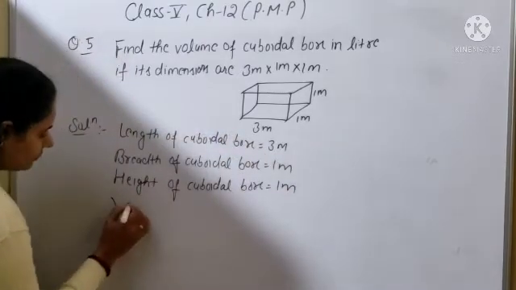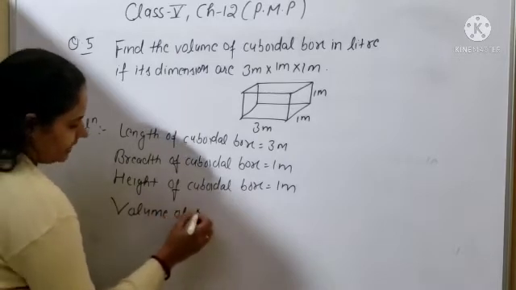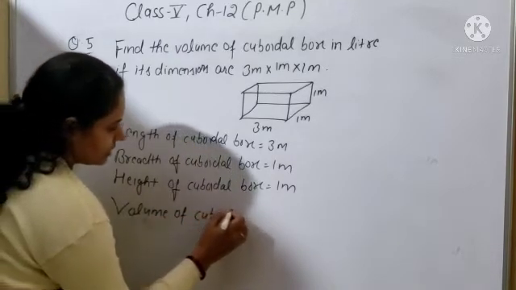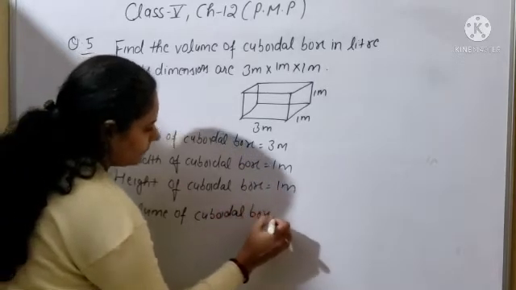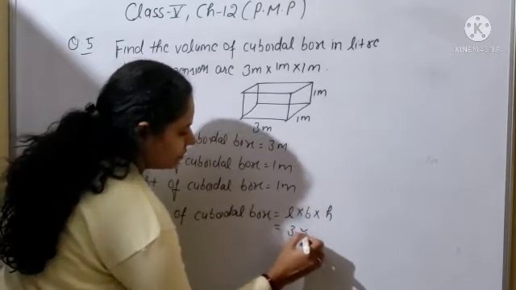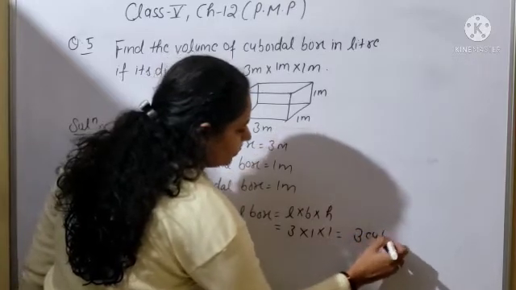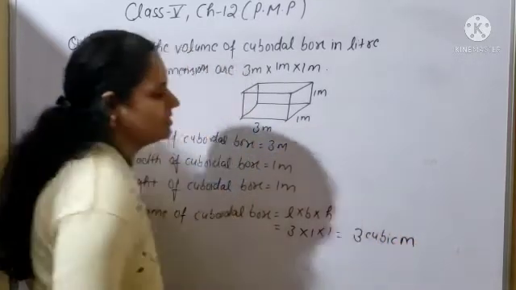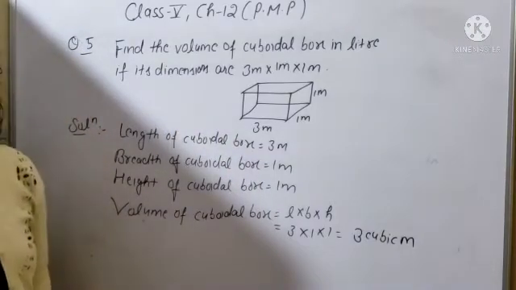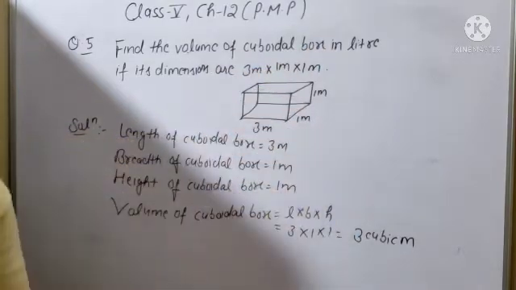So first of all, find the volume. What will be the volume of the cuboidal box? Multiplication of the dimensions, length into breadth into height. Okay, so 3 into 1 into 1. 3 ones are 3. So 3, and the unit of volume will be cubic, and since it is given in meter, it will be 3 cubic meter. But it is written, find the volume of the cuboidal box in liter. So you have to find out the volume in liter.